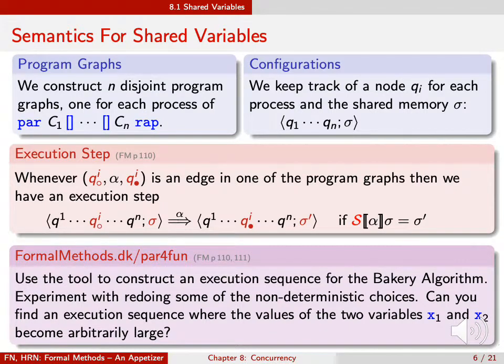You should now use the tool on formalmethods.dk to construct execution sequences for the bakery algorithm. Click on some of the red symbols and explore the different non-deterministic execution sequences. Try to find an execution sequence where the variables x1 and x2 become arbitrarily large.